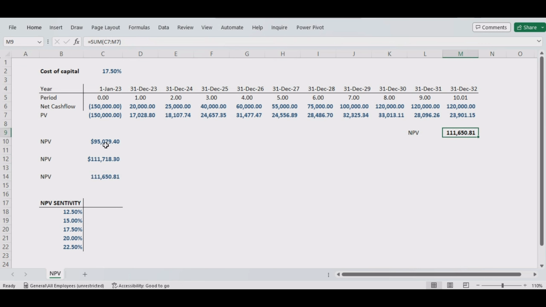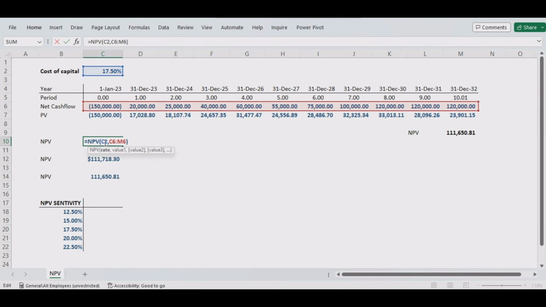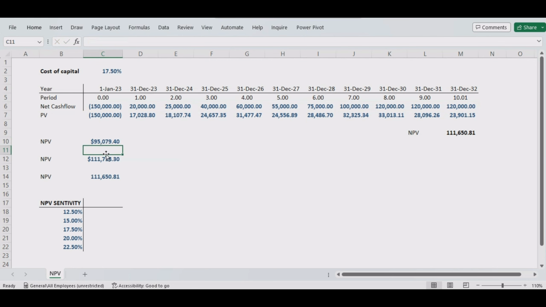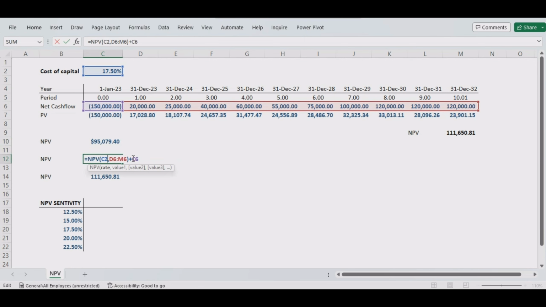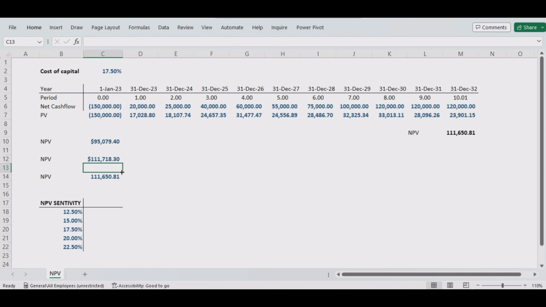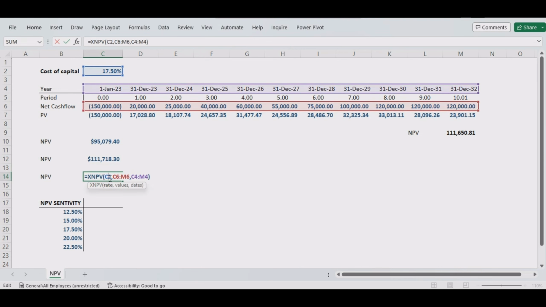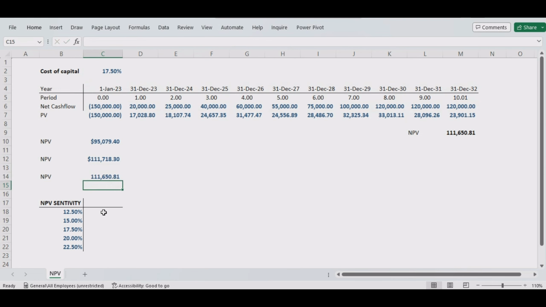So don't make the mistake of including the initial cash outlay when you are using NPV. That initial cash outlay should be outside, should not be discounted. So you need to take care of this, otherwise we'll make incorrect decisions. Once you find the NPV, then you can proceed to do sensitivity analysis.